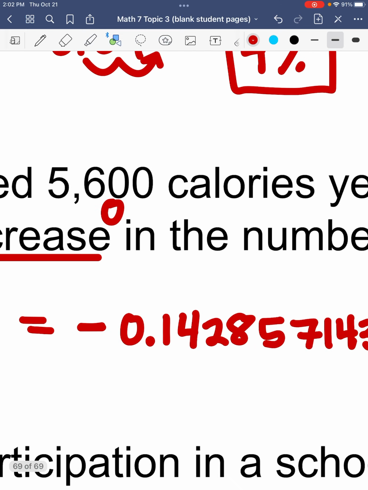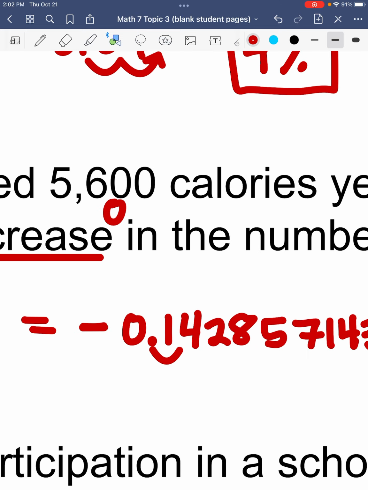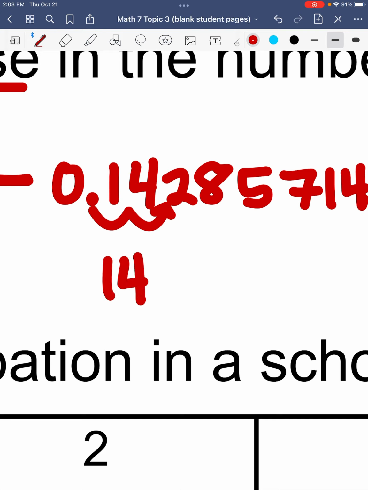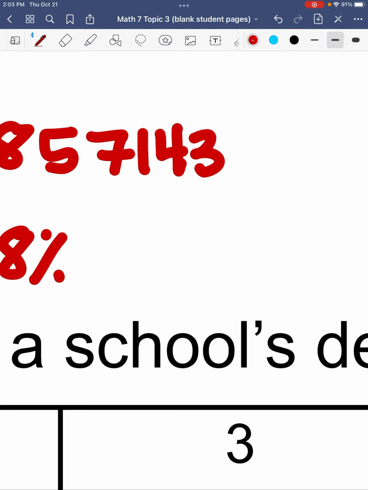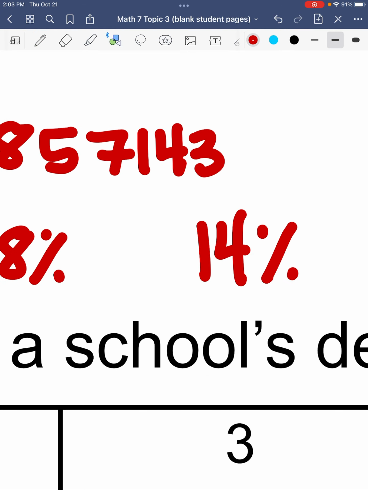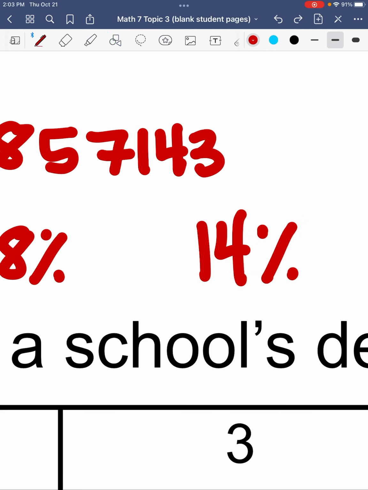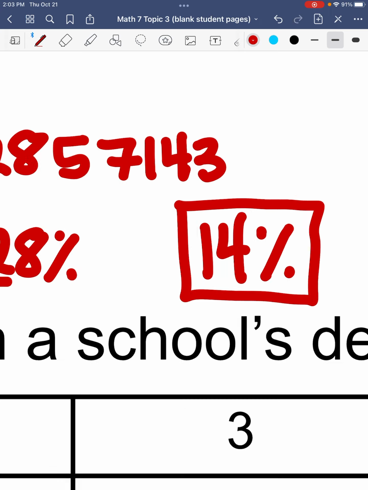Okay, so to change it from a decimal to a percent, I'm going to move that decimal once, twice to the right. So it's going to go in between the 4 and the 2. So I would write this as 14.28%, right? But it told me to round to the nearest whole percent. So because that's a 2, I'm not going to round anything up. I'm just going to leave it as 14%. So 14% is the change, that is the percent decrease for this bodybuilder's calories consumed.